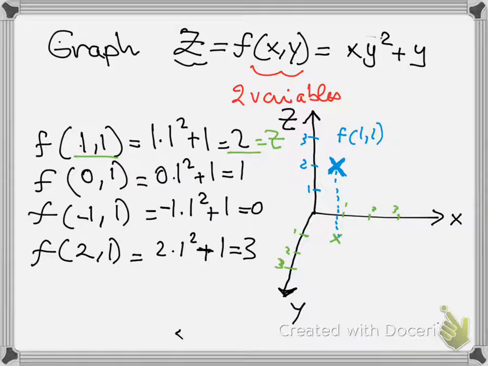Okay. Let's take another point, f of 2, 1. So f of 2, 1 is 3. So where is 2, 1 first? Here's 2, 1, right? And the image, f of 2, 1, is 3. So the height would be 3, right? So here's 3 here. So here's f of 2, 1. And this is f of 1, 1.